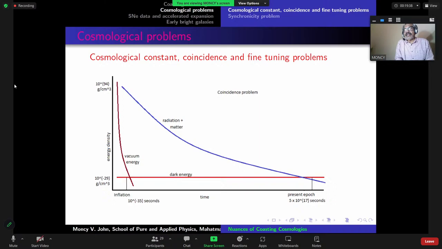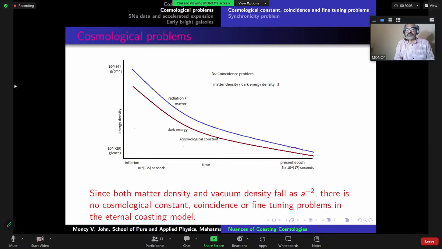And only in the present epoch, they are nearly equal. So this is actually a very extreme coincidence. It can be only an extreme coincidence. And especially the vacuum behaving in this particular way can be achieved only by some extreme fine-tuning. So this is the origin of these problems. But in the eternal coasting model, since all vacuum and ordinary matter are all varying as a to the power minus 2, there is no coincidence. There is no cosmological constant problem. There is no coincidence problem, or there is no fine-tuning problem in this case.